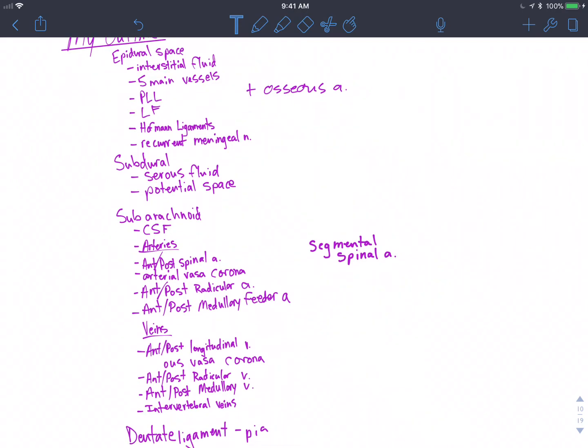We'll talk more about dentate ligaments and Hoffman ligaments, even the recurrent meningeal nerve supplying the disc and stuff like that. But for right now, try to box it up a little bit and see if you can keep things straight that way.